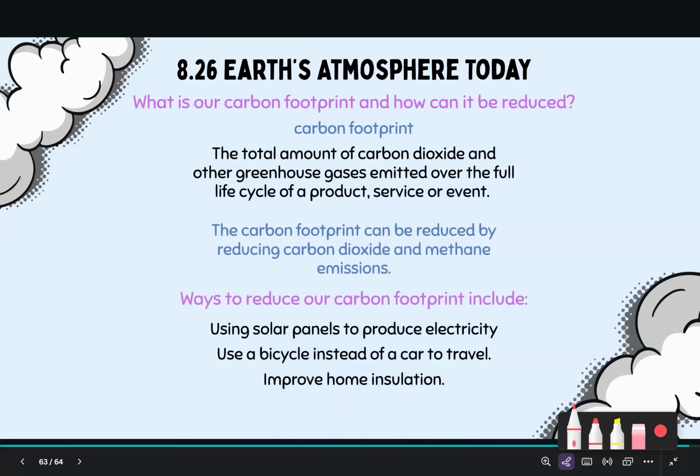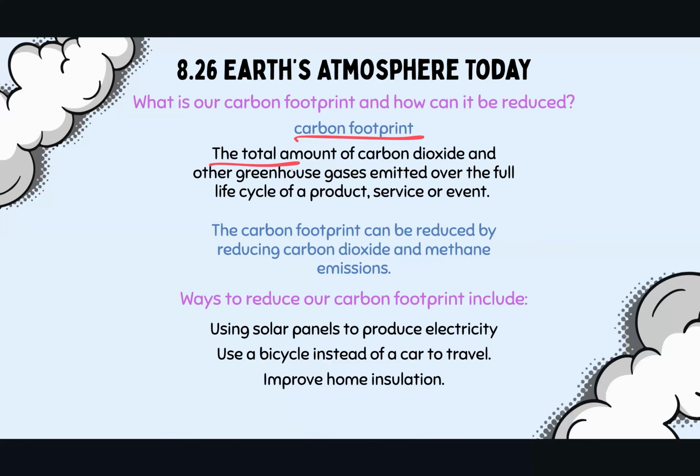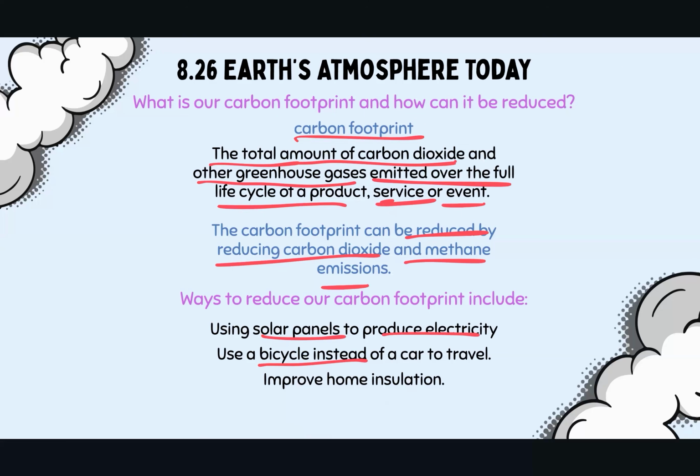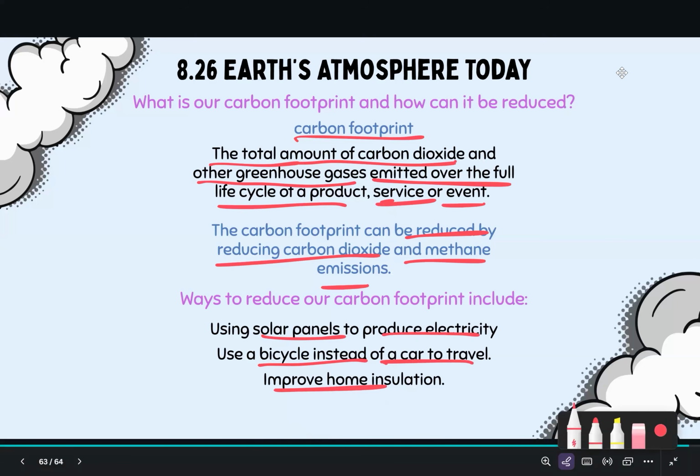Okay, last slide, carbon footprint. So what is carbon footprint first? It is the total amount of carbon dioxide and other greenhouse gases emitted over a full life cycle of a product, service, or event. So if we're talking about our carbon footprint, it's how much carbon dioxide and other greenhouse gases we emit because of our activities on a yearly basis. So the carbon footprint can be reduced by reducing carbon dioxide and methane emissions. So for example, we could use solar panels to produce electricity, use a bike instead of a car to travel, improve our home insulation.